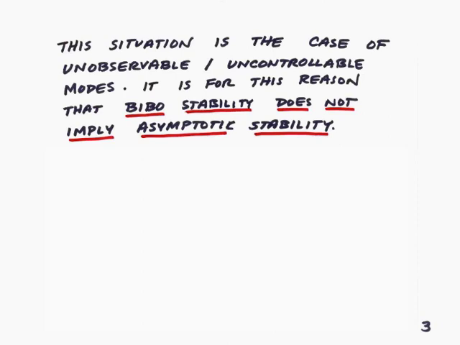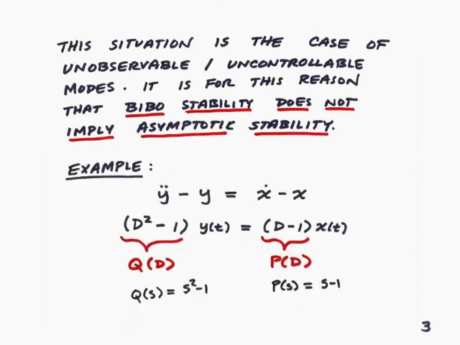Let's now look at an example where there is a hidden mode and where you can see that the characteristic polynomial is not the same as the denominator of the transfer function. The differential equation in this example is y double dot minus y equals x dot minus x, or in terms of the differential operator, D squared minus 1 times y of t is D minus 1 times x of t. So Q of D is D squared minus 1, and P of D is D minus 1. So Q of s will be s squared minus 1, and P of s is s minus 1.